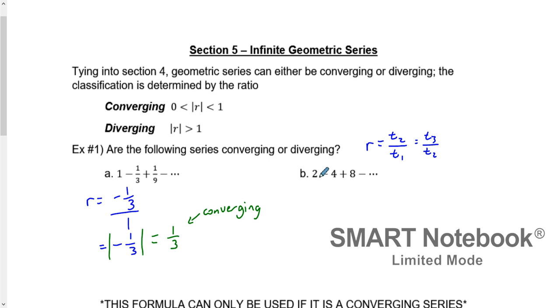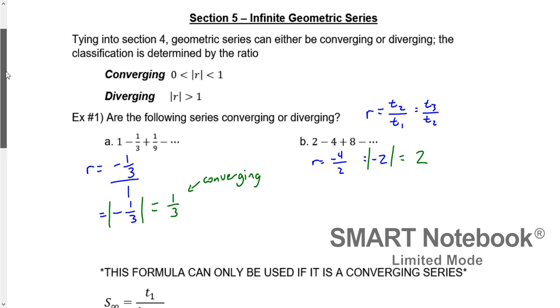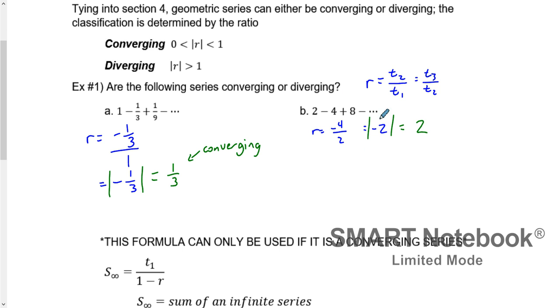Whereas if we look at this one, our ratio of negative 4 divided by 2 is negative 2. The absolute value of negative 2 is 2. Well, that is definitely not converging. That is classified as diverging. And we'll talk about what these really mean.